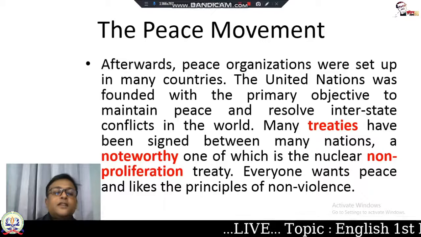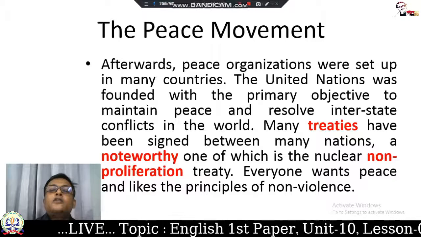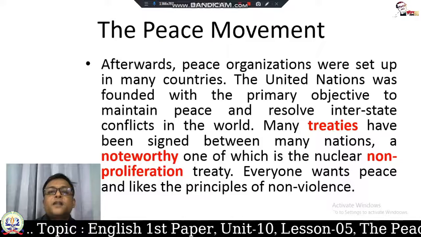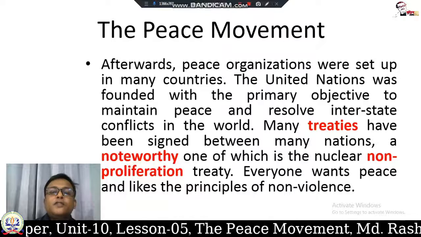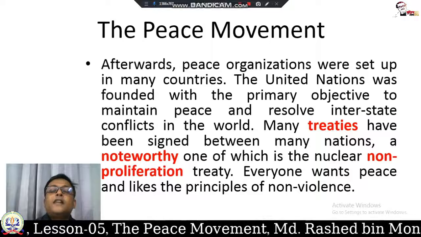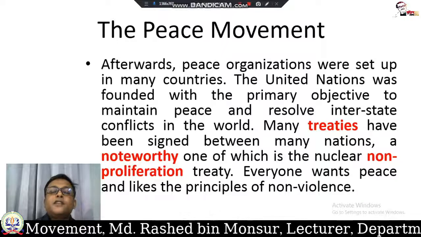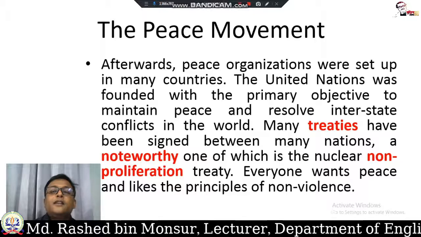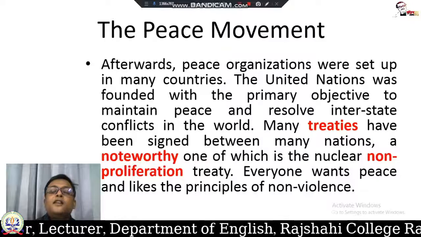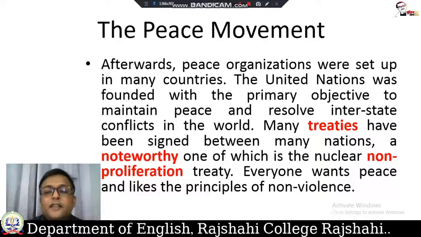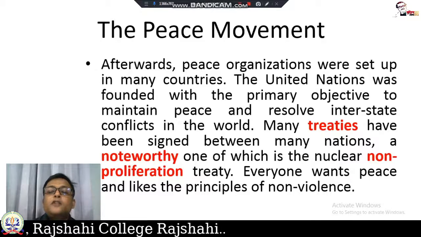So according to this agreement, according to this treaty, the different nations of the world will stop producing nuclear weapons. Okay, they will ban the use of nuclear weapons. But unfortunately, the powerful countries and the countries that have nuclear power are not interested in signing the non-proliferation treaty. Okay, countries like the United States have not yet signed the non-proliferation treaty. But still, many countries of the world signed the nuclear non-proliferation treaty because everyone wants peace.